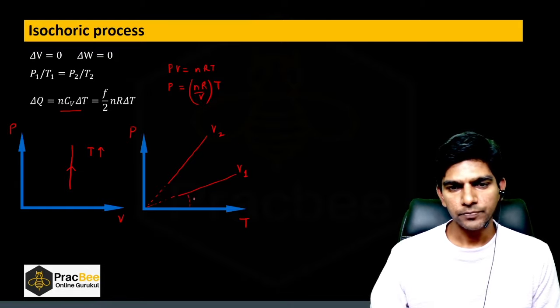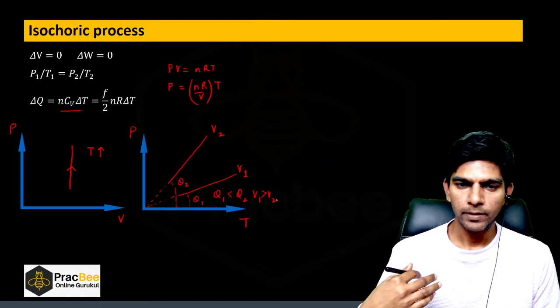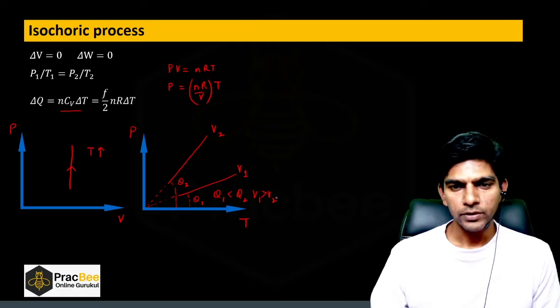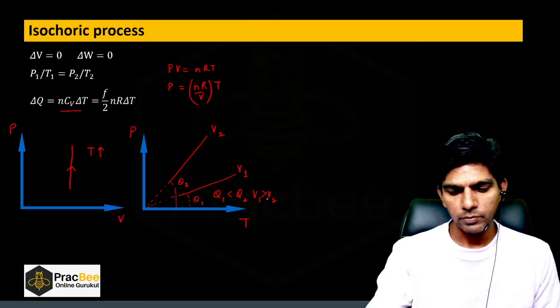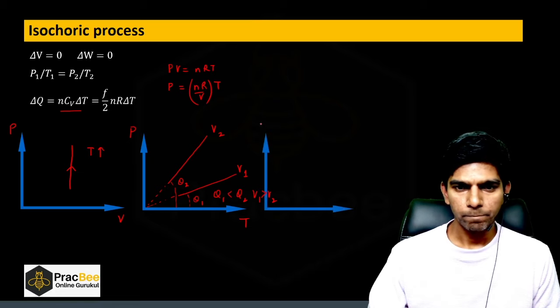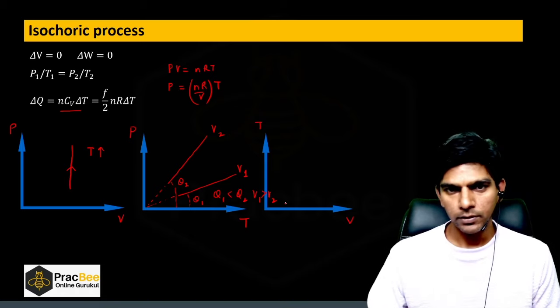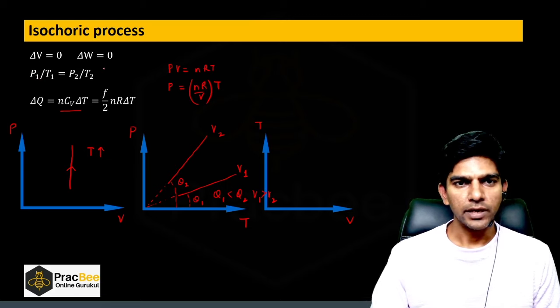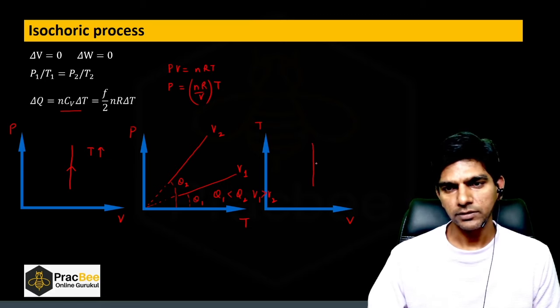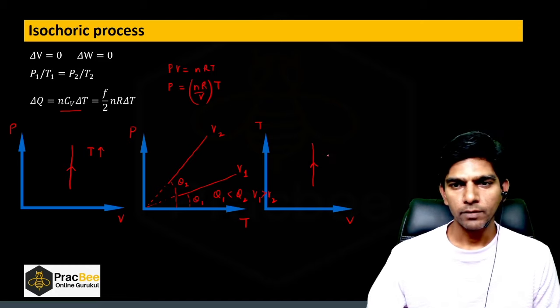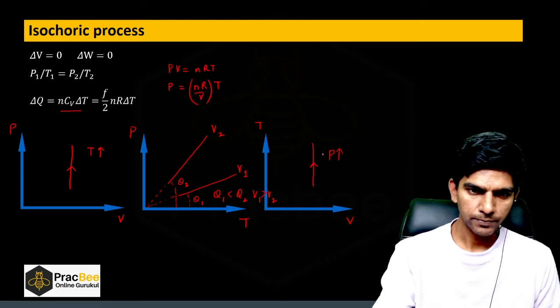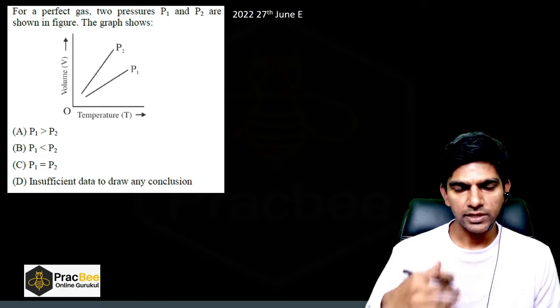So can you see this angle theta 1, and let's say this angle is theta 2. Now theta 1 is less than theta 2. It means V1 is greater than V2, because smaller the angle, smaller the slope, more is the volume. So V1 is greater than V2. So again, remember this. Now if we plot temperature and volume, on the y-axis we have temperature, on the x-axis we have volume. Can you see it's an isochoric process. Again, it is a graph which is parallel to the y-axis. So if the temperature is increasing, pressure will also increase. Do remember this.